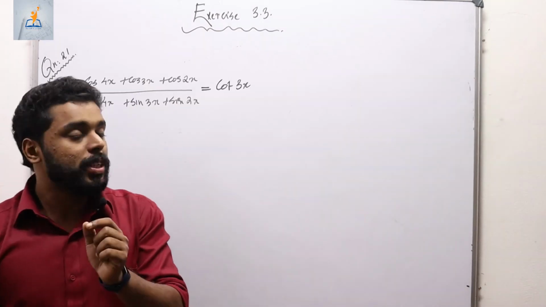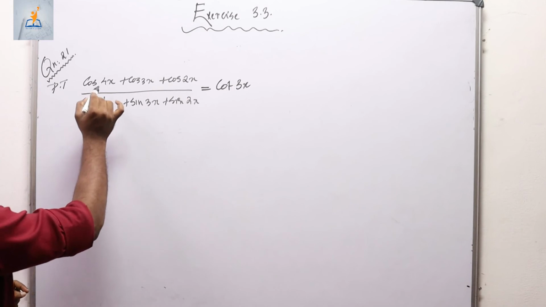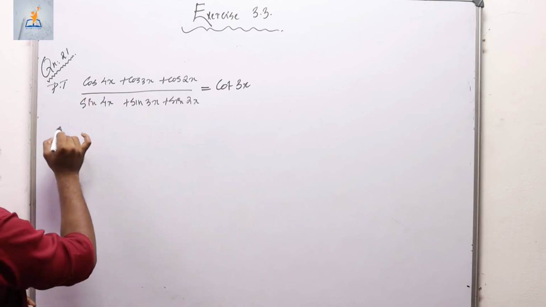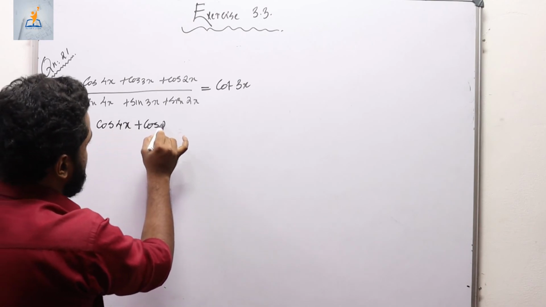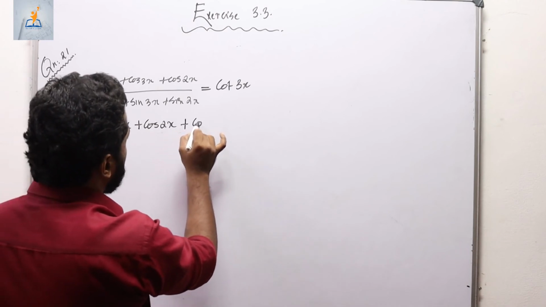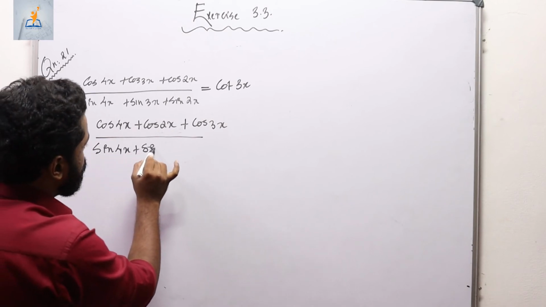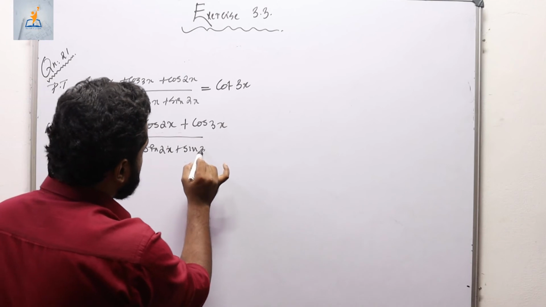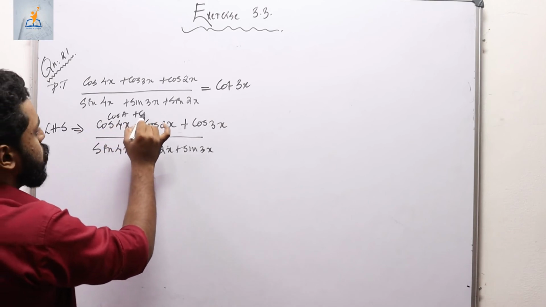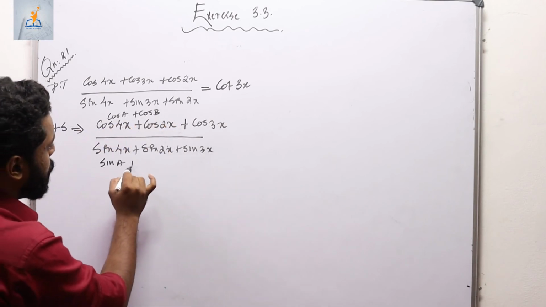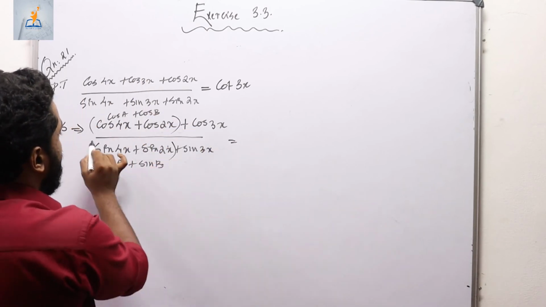Coming on to exercise number 21, we are going to prove this left hand side equal to just cot 3x. First of all, let us rearrange this numerator and denominator a little bit. So left hand side equal to cos 4x plus cos 2x plus cos 3x, whole divided by sin 4x plus sin 2x plus sin 3x. I just relocated cos 2x to the second position, and here also I just relocated sin 2x and sin 3x. Again, this is of the form cos A plus cos B, and this is of the form sin A plus sin B, isn't it?